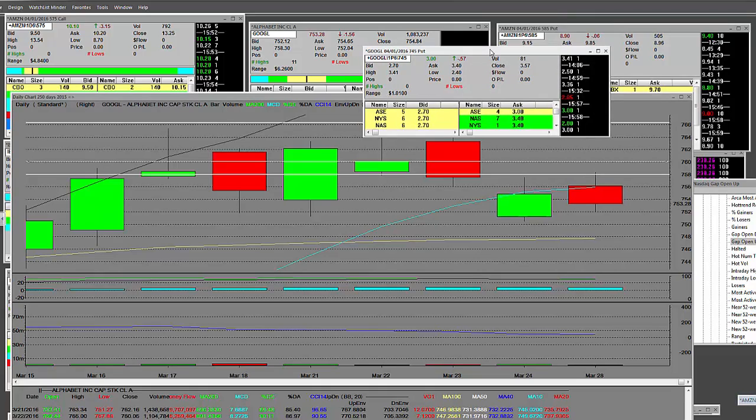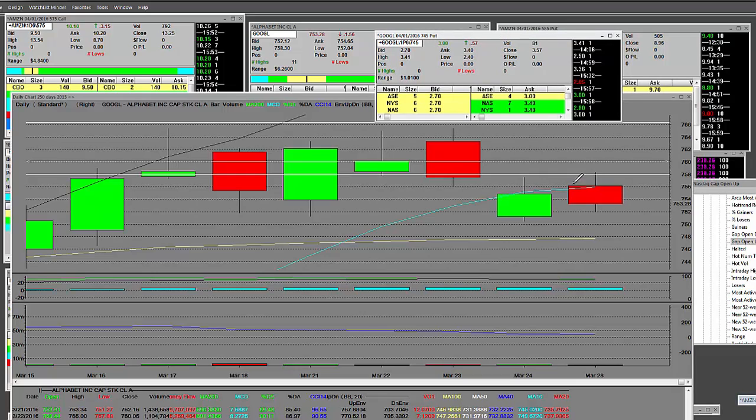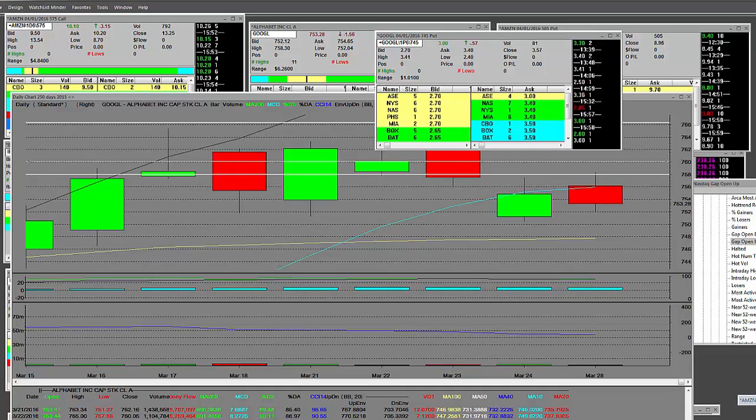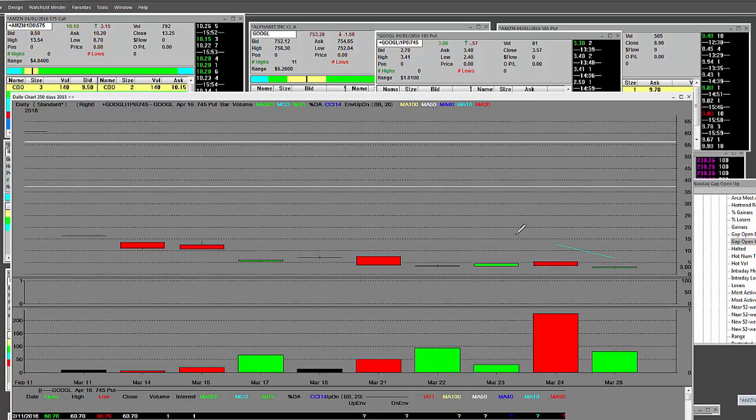Now, this one here on Google is a 745, and we go down here as a reversal. The 745 could get in the money for a short-term trade, and there it is. And I'm going to show people what that would look like. 99% of the world has never ever seen a put chart, a 745 put chart. And I'm going to show it to you guys.